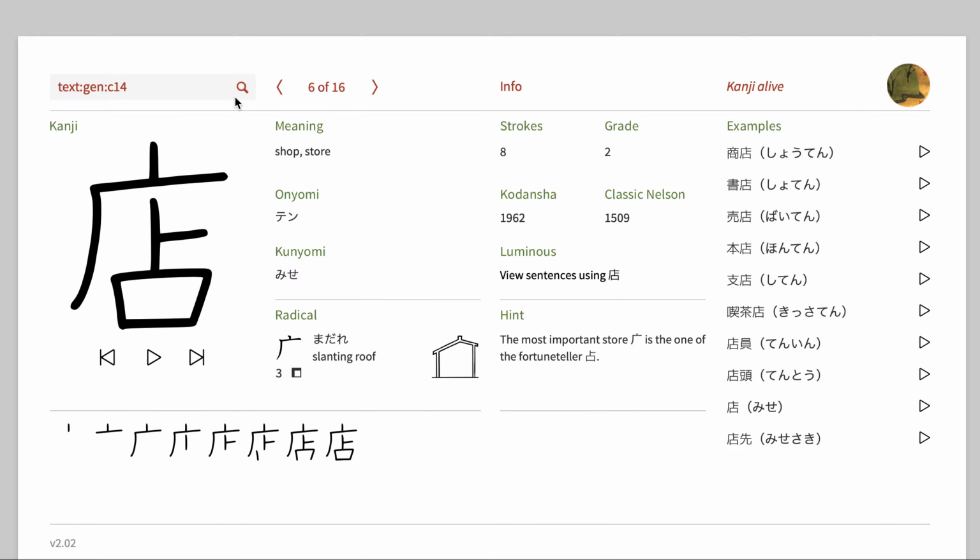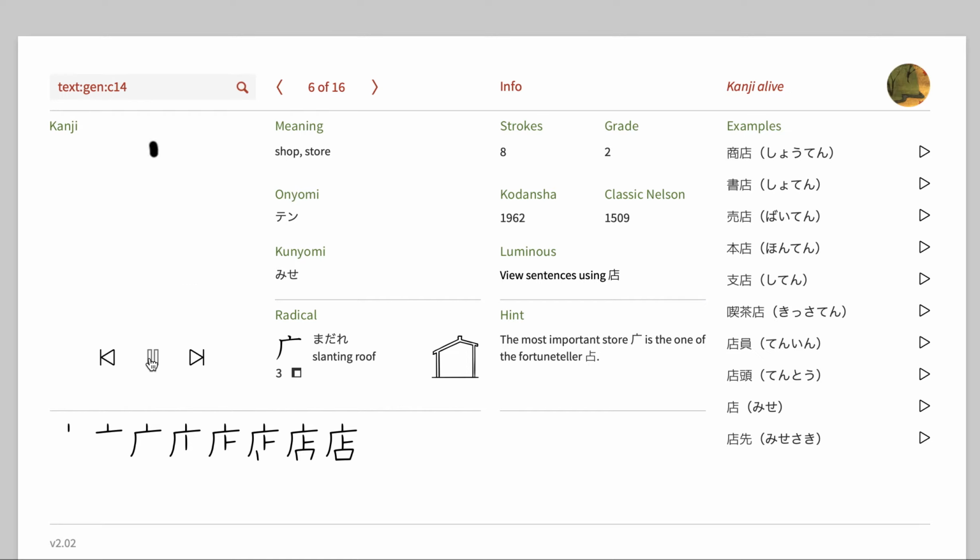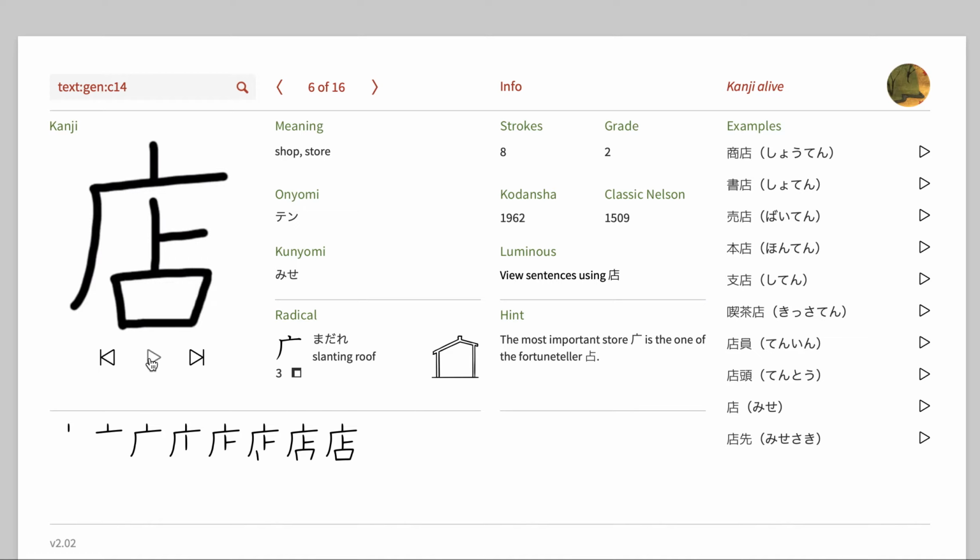After that, we have the character for mise, for store. So the onyomi is ten, kunyomi is mise. It kind of looks like a store with a person behind a counter. So you start with the madare radical, and then this on the inside. The hint, the most important store is the one of the fortune teller. This character by itself is uranai, which means fortune telling. It doesn't really have much to do with fortune telling now, this kanji combination.